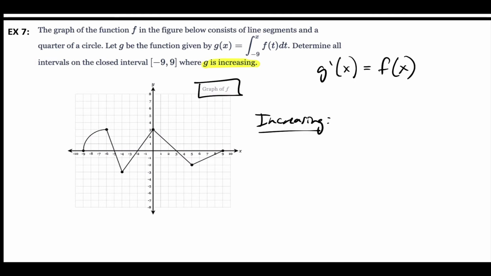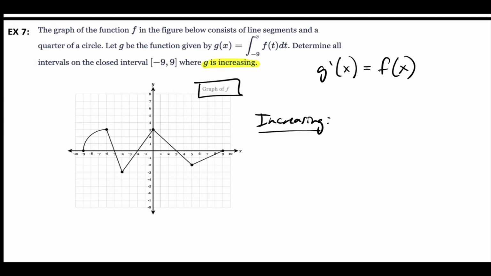Okay, so increasing here. G is increasing, right? They use the same letters as before, so G will keep with it. G prime is the derivative of the integral. The derivative of an integral is just this guy right here, just with a different letter in there, so x. And guess what? The graph is also f. So we're just looking at the graph.